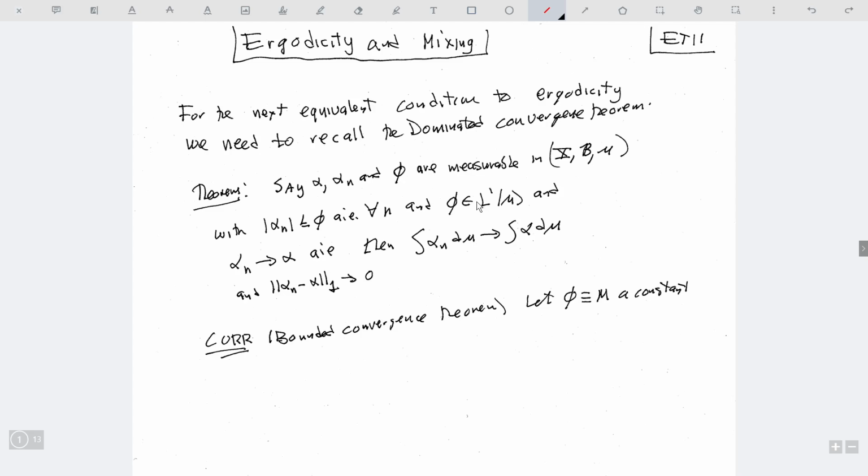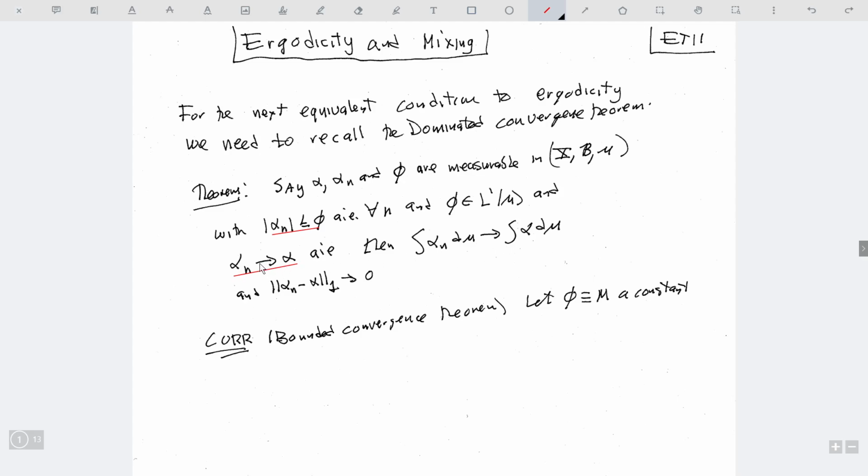And this phi that dominates is in L1. That means the integral of its magnitude, or its norm, is finite. And the important hypothesis is, well, first the bound here, but also that you have pointwise convergence. So this is something that is often emphasized in analysis courses. If you have pointwise convergence, what more do you need to know to get convergence of the integrals?